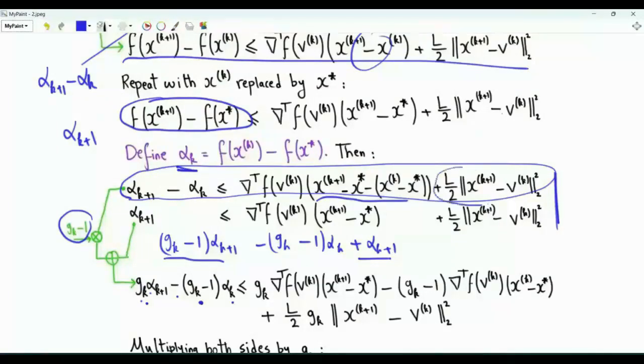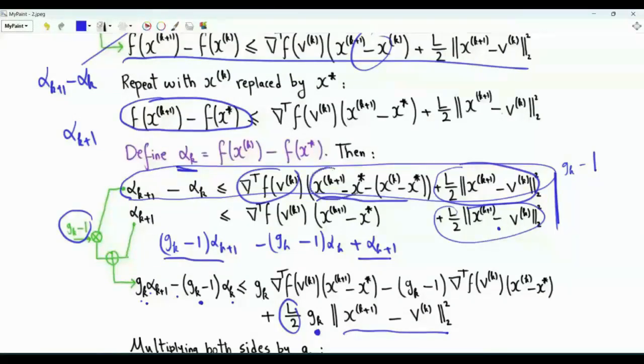What about the right-hand side? These two quantities are the same. The first inequality is multiplied by gk minus 1, and then it is added to the second inequality. This L2 norm squared times L over 2 gets multiplied by gk. The inner product of the gradient vector and x of k plus 1 minus x star is multiplied by gk because this inner product is in both inequalities. The inner product of the gradient vector at v of k and x of k minus x star is multiplied by gk minus 1. After doing this weighted combination of both inequalities, we get this inequality here.